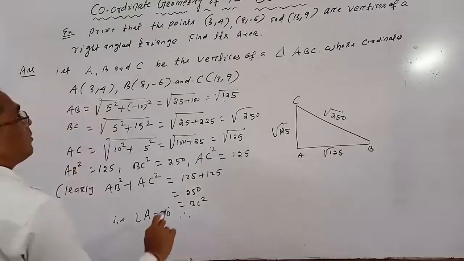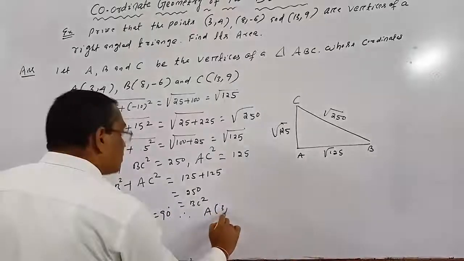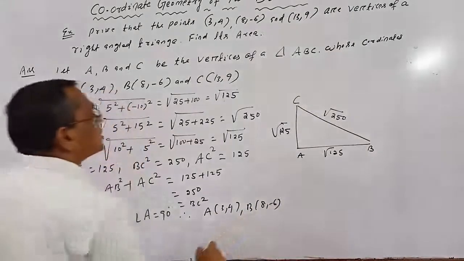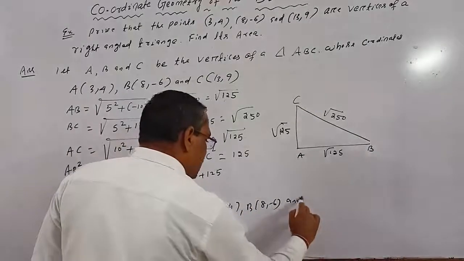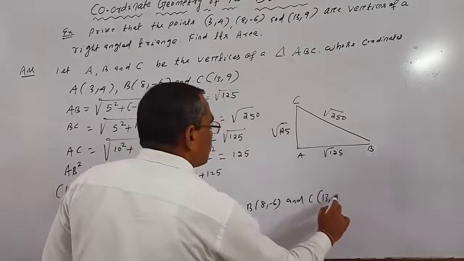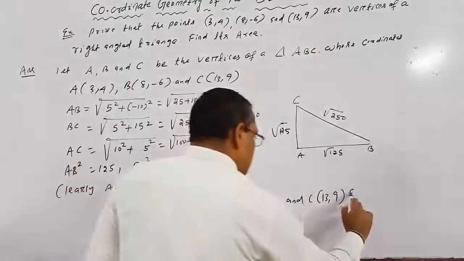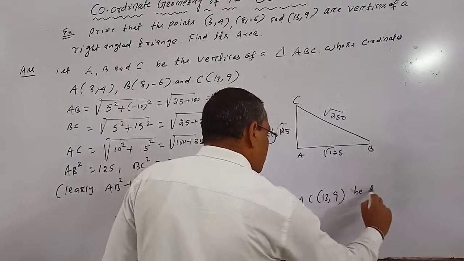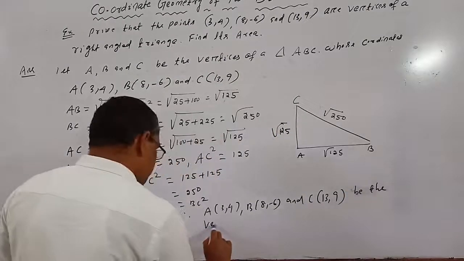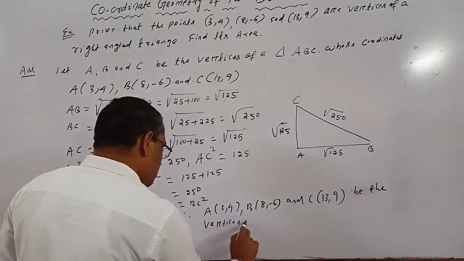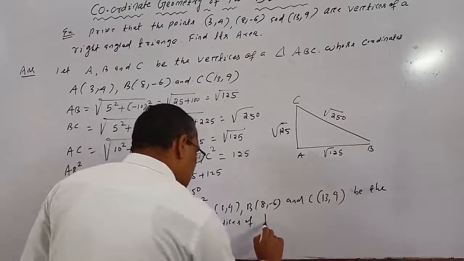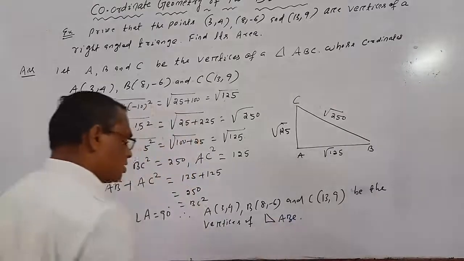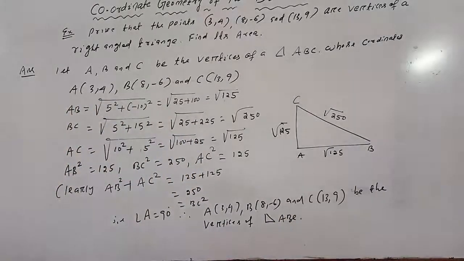Therefore, A(3, 4), B(8, -6) and C(13, 9) are the vertices of a right angle triangle ABC. So these are the vertices of a right angle triangle. Next we have to find the area.